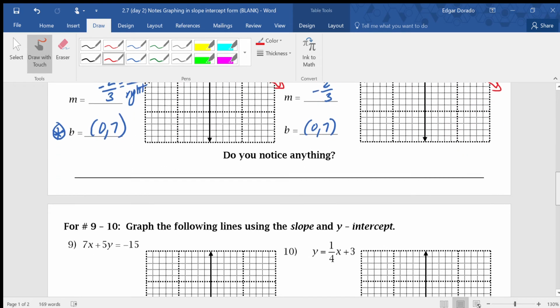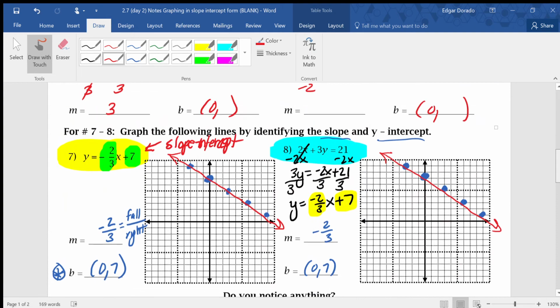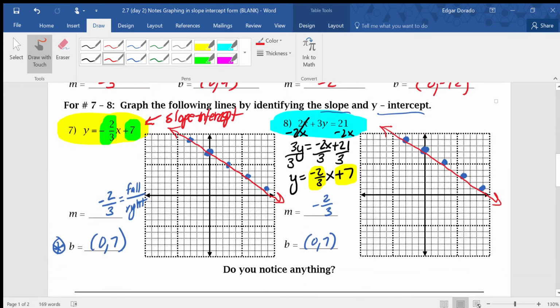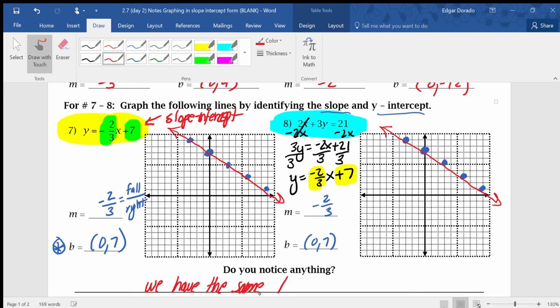All right. Now, so here where it says, did you notice anything? I kind of already went over that. We have the same line in two different forms.